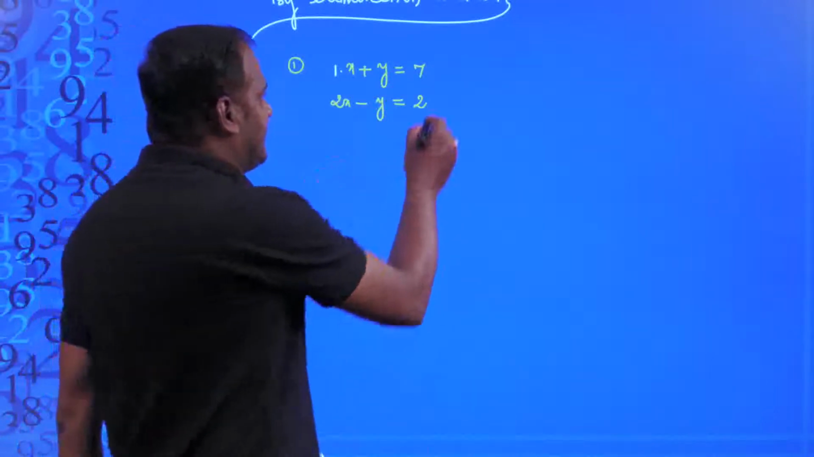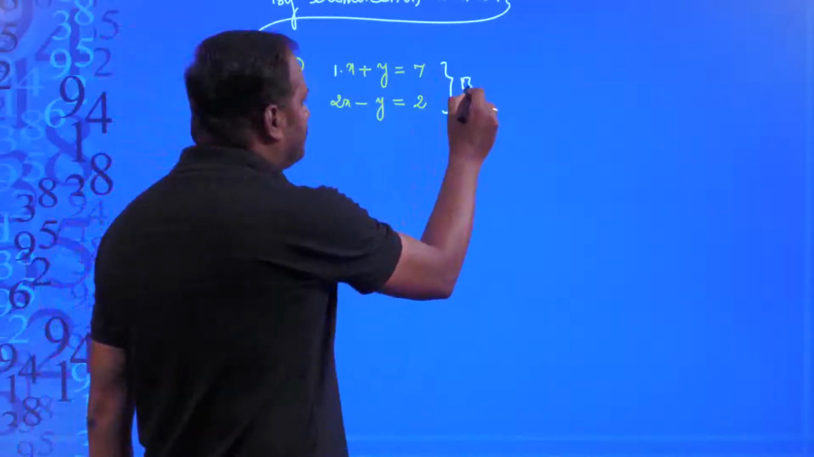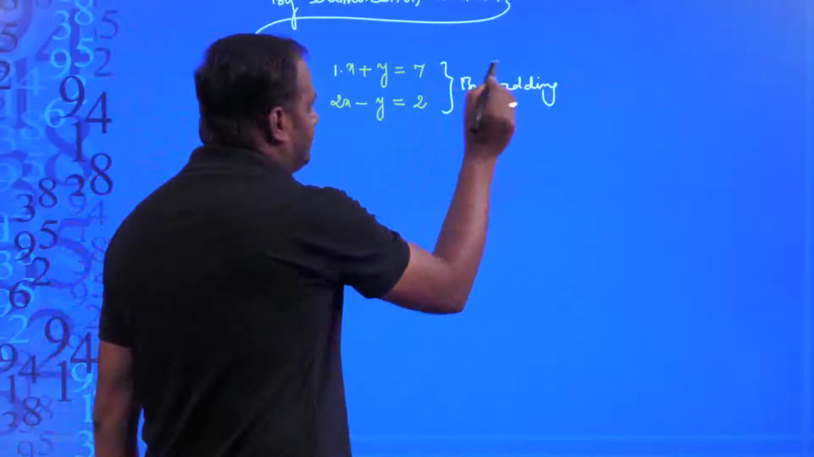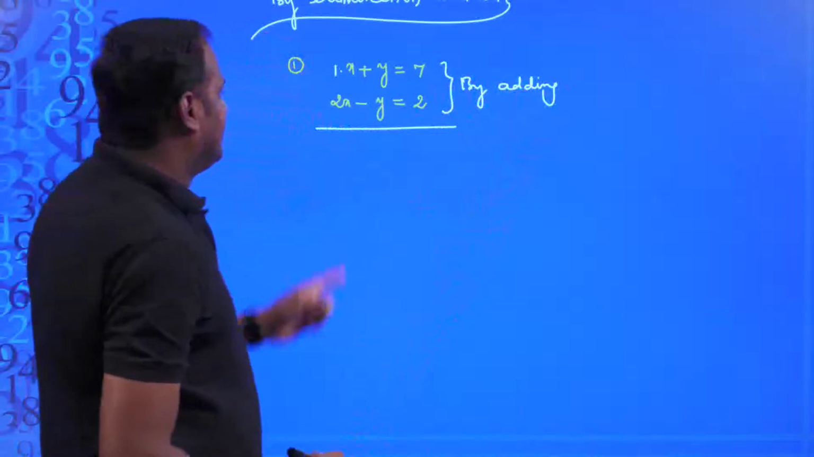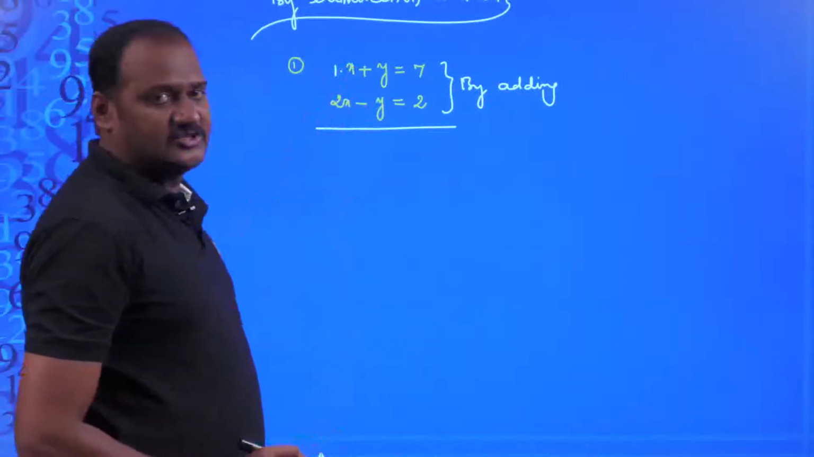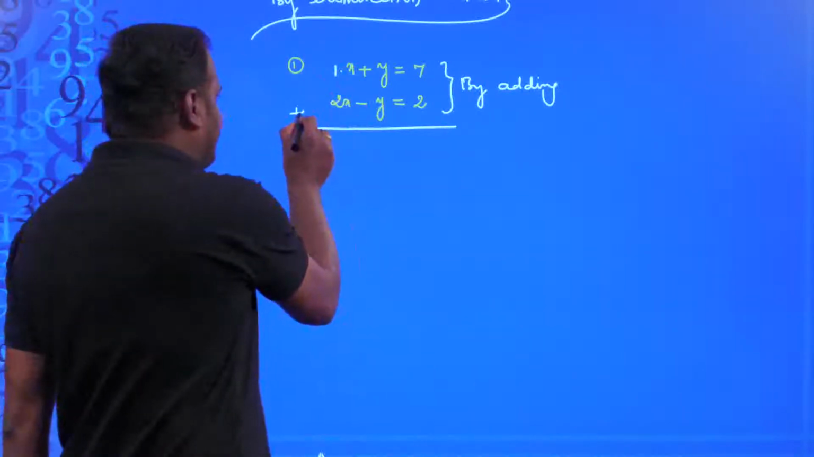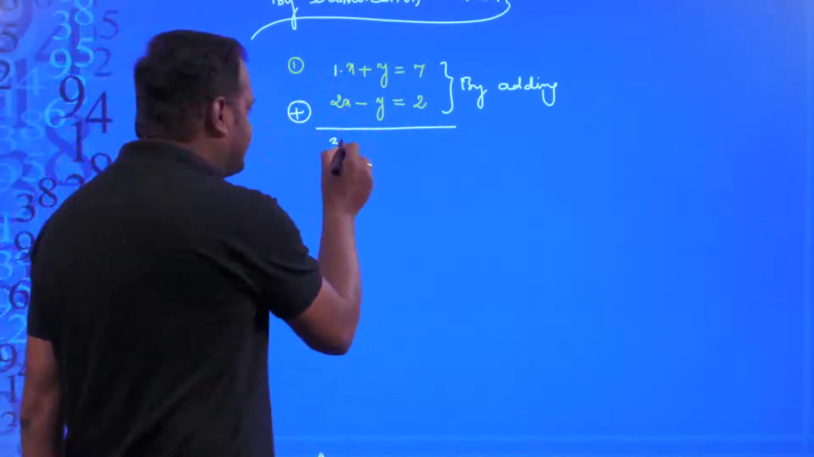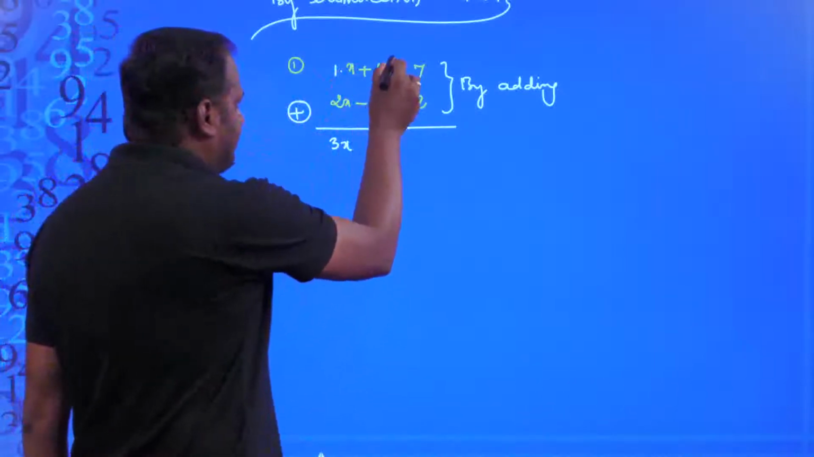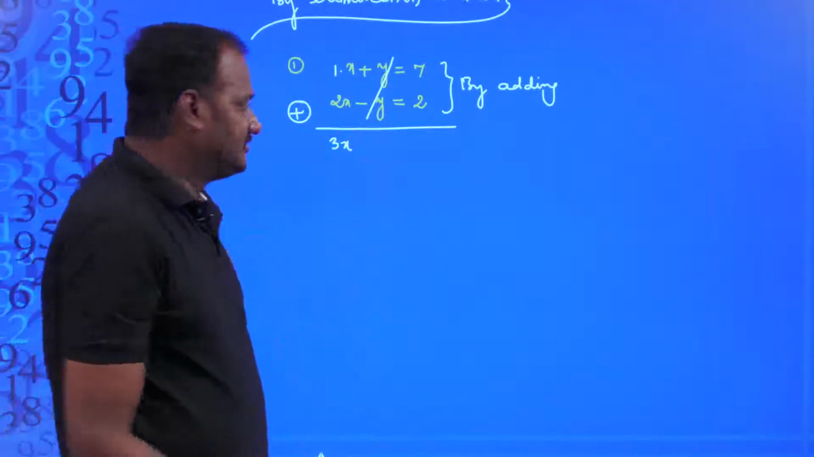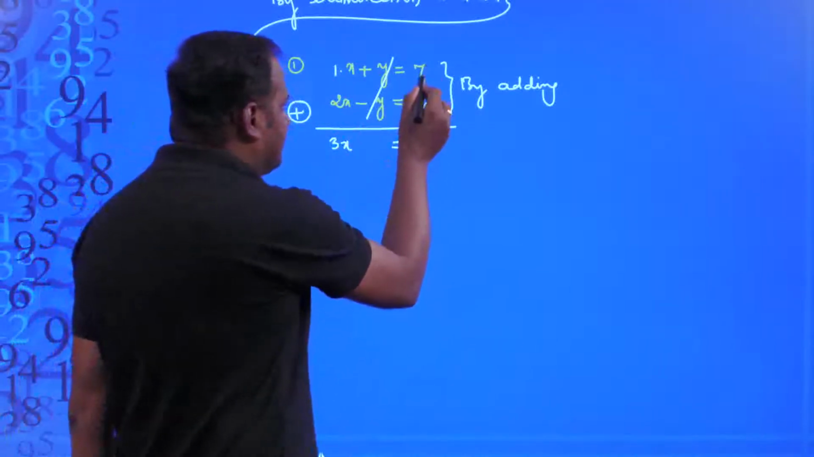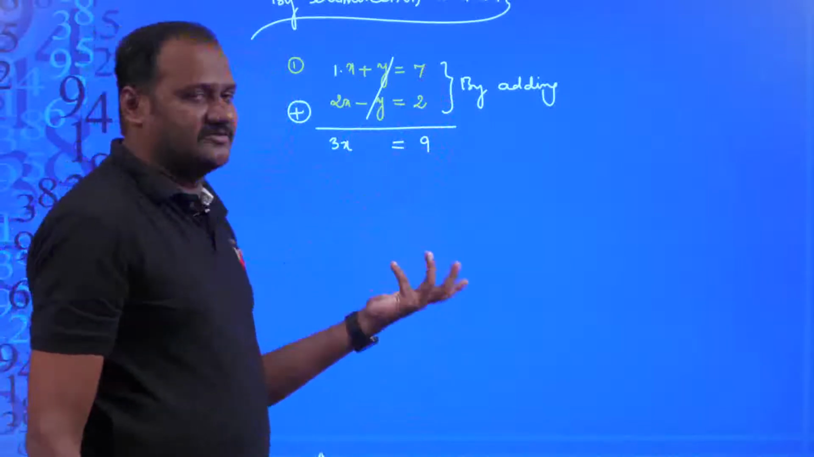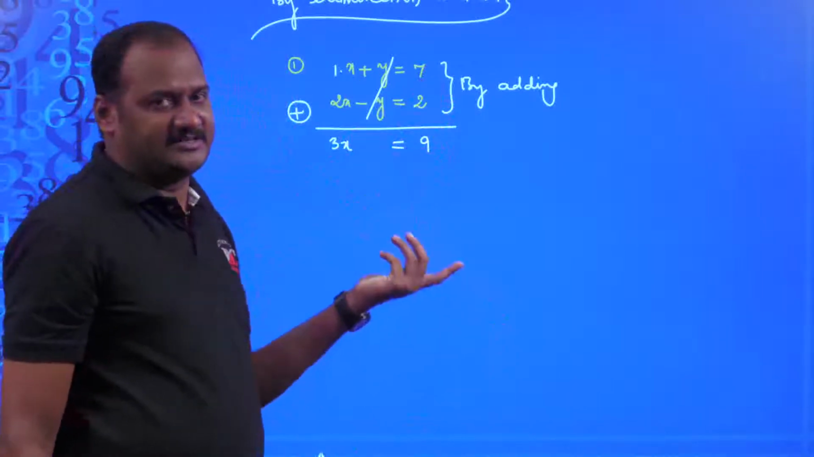So, by adding these two equations, what will we get? 1x plus 2x, so we are adding them, right. 1x plus 2x is going to be 3x, plus y minus y will get cancelled, means 0, which is equal to 7 plus 2, which is going to be 9. So, 3x is equal to 9. From here onwards you can say easily what is the value of x.